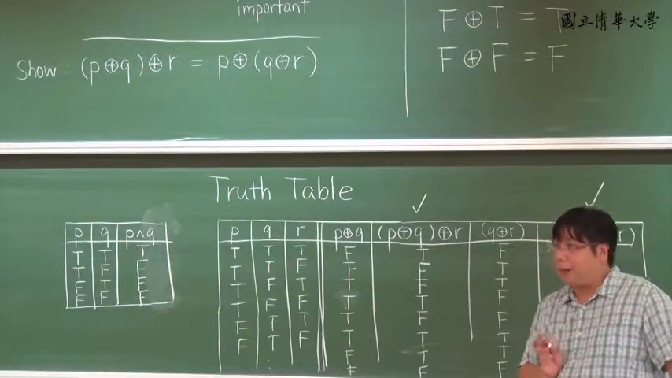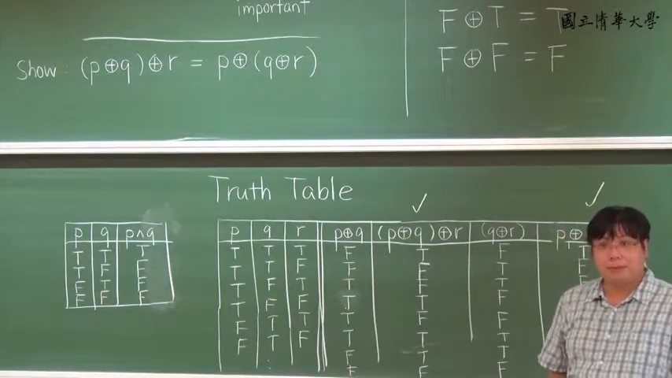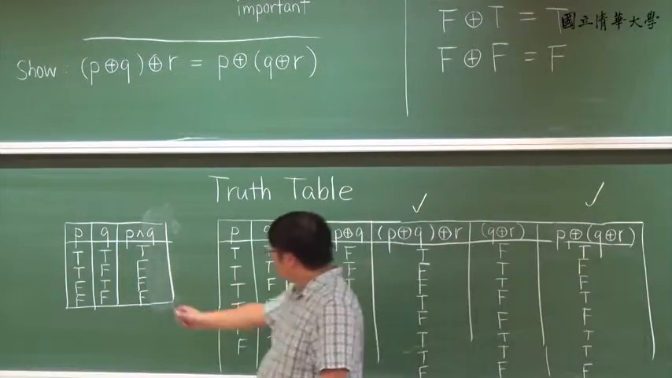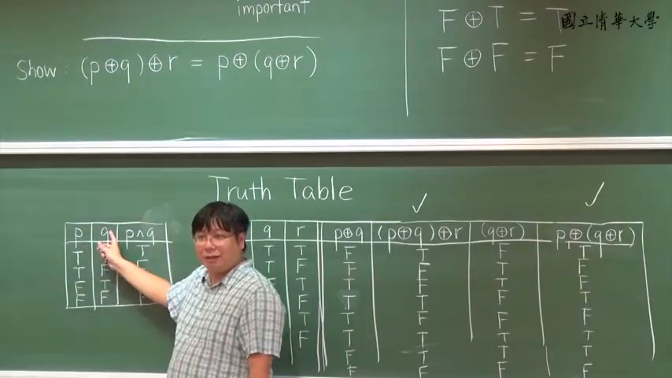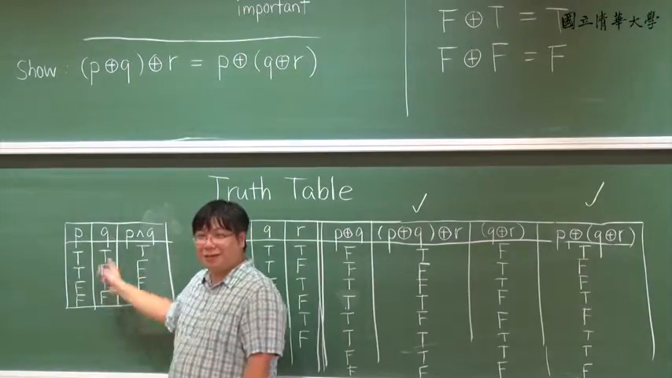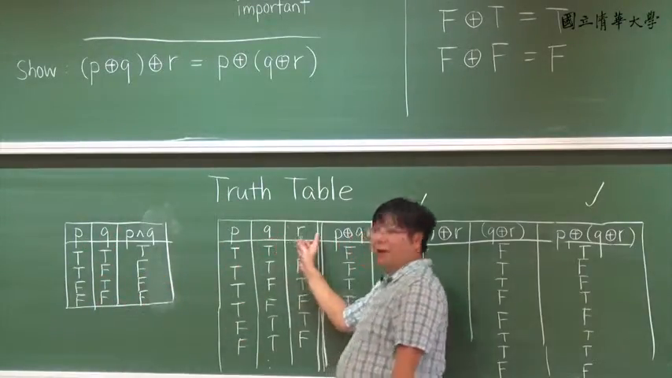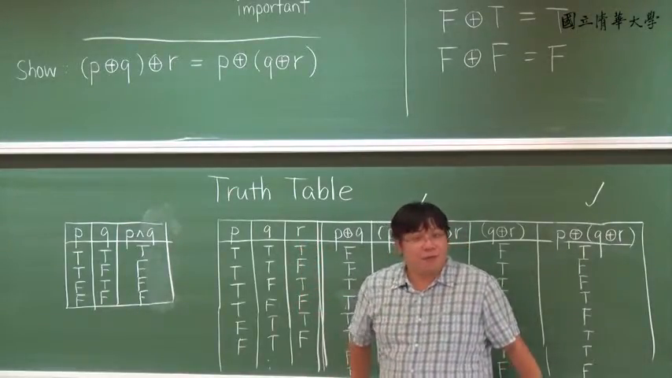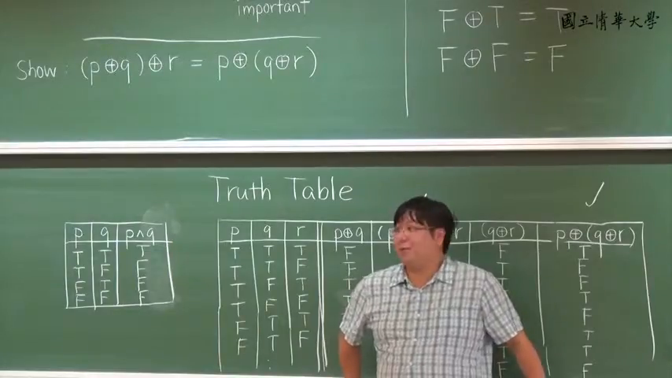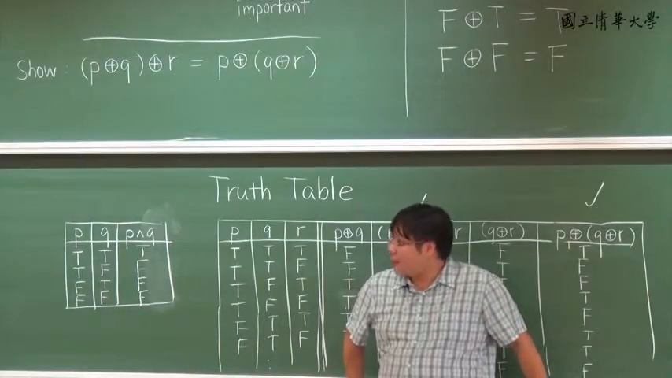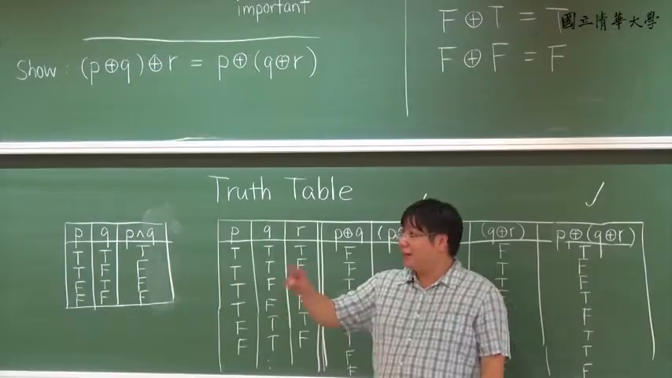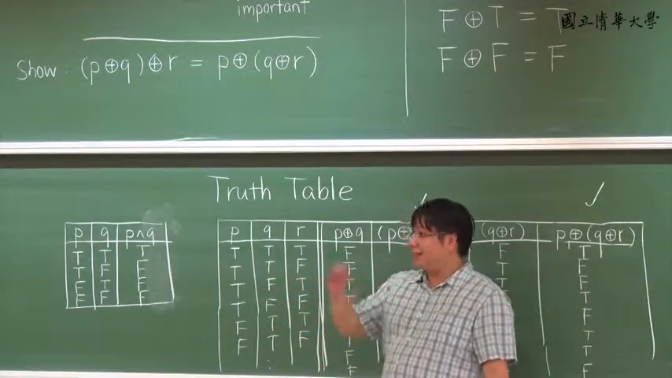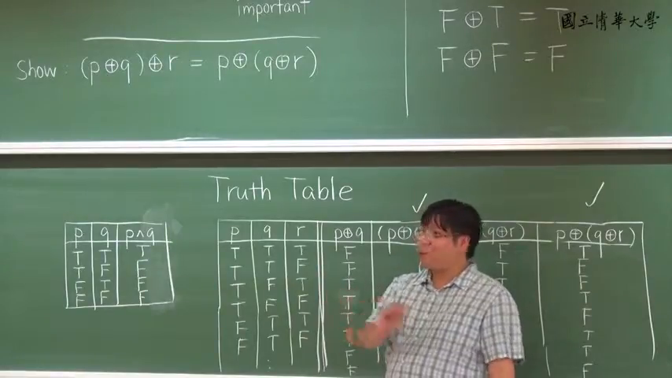But the truth table has a problem. The problem is that here we have P and Q unknown, so there are 4 cases. Here we have P, Q, R unknown, and there are 8 cases. Now if we have 10 unknowns, then we will need to write down a truth table with nearly or more than 1,000 rows. And in your exam, I guess you don't want to do that.